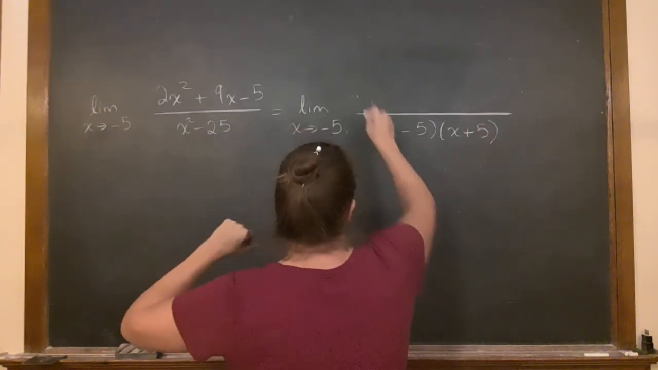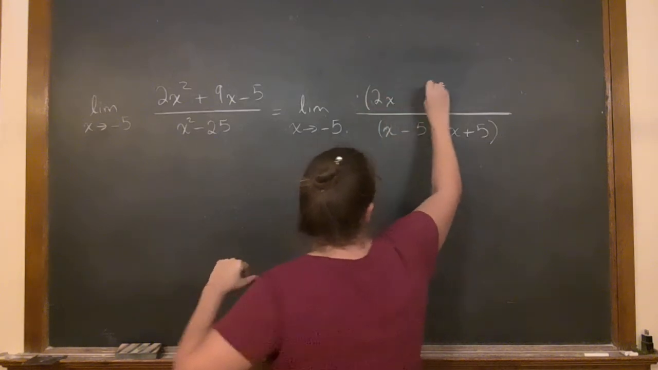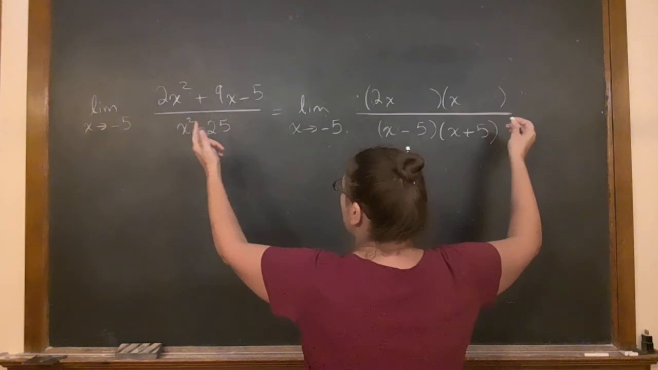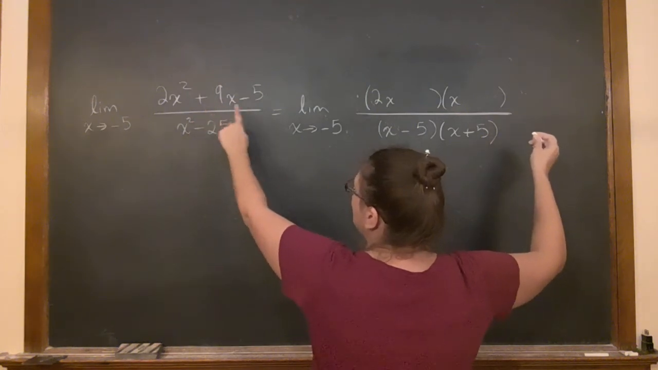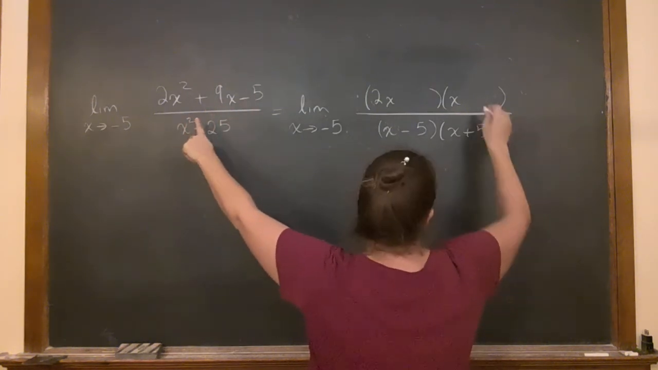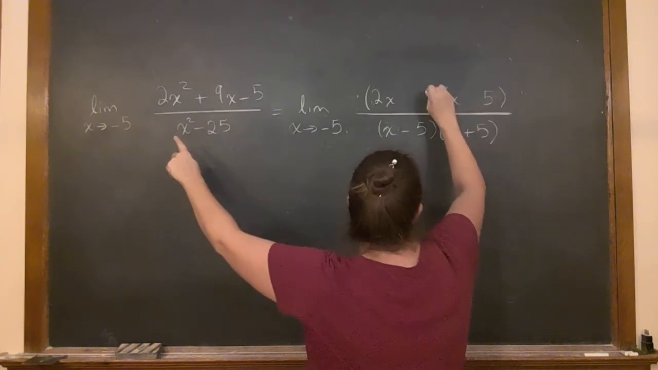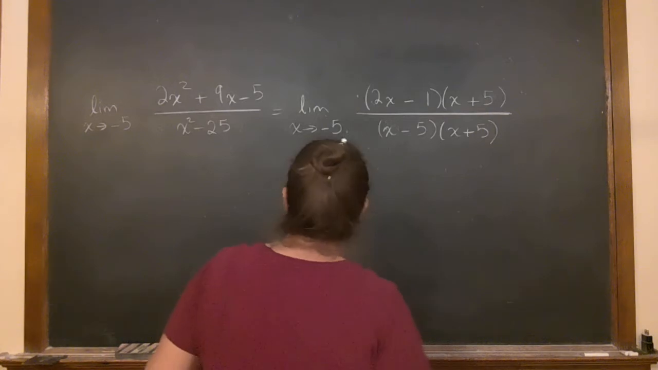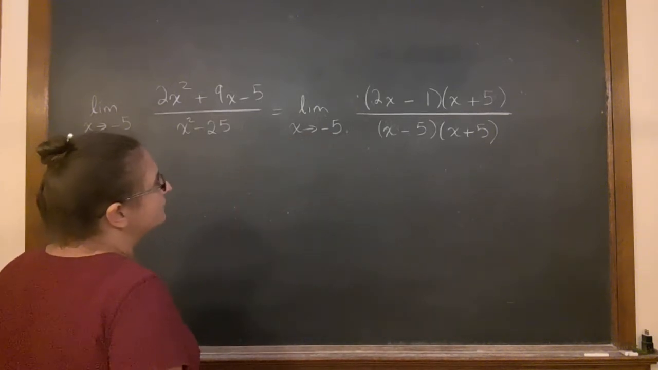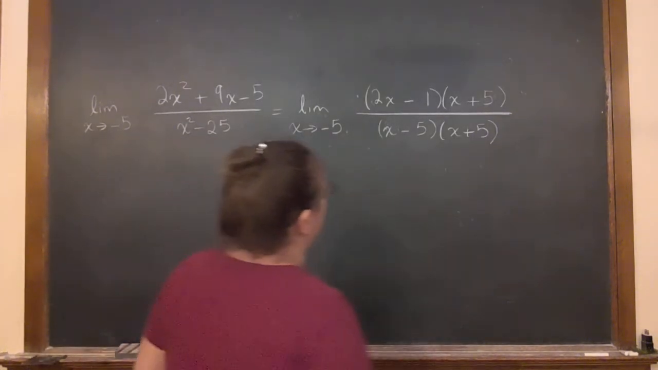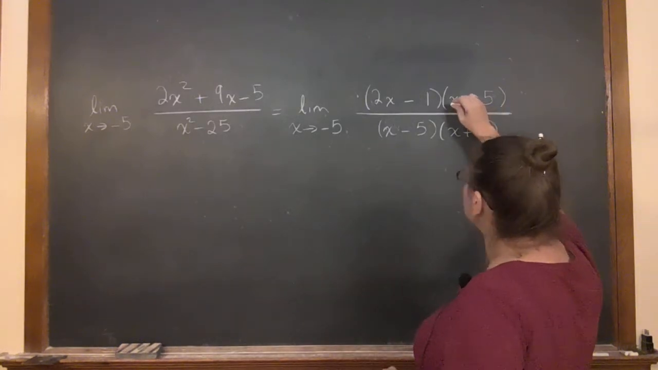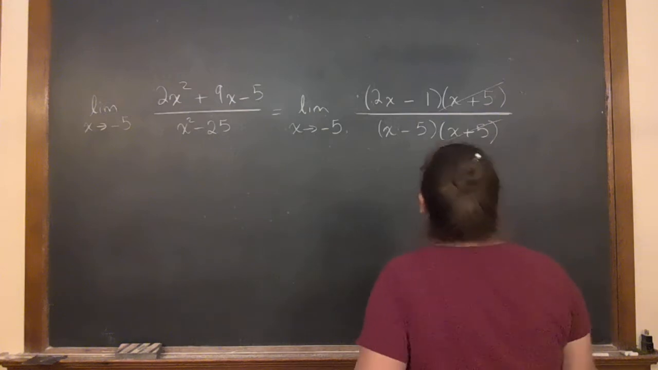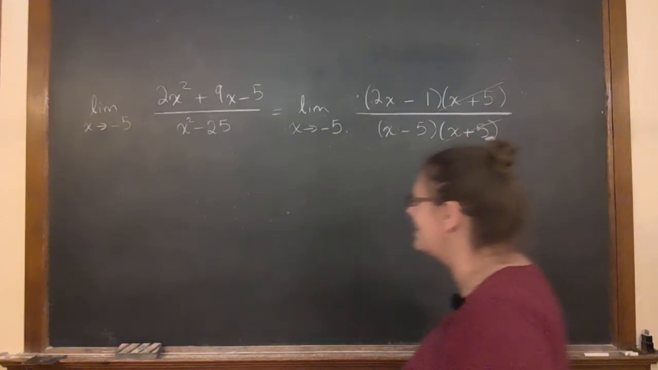So let's see, this is going to be 2x and x, and I've got 5 and 1. Okay, so I want to do 5 times 2. So that's going to be 5 and 1, but this is plus, and that's minus. Okay, so I have factored my top. And now I can see, again, negative 5, I know I did it right, because the x minus 5's cancel out.